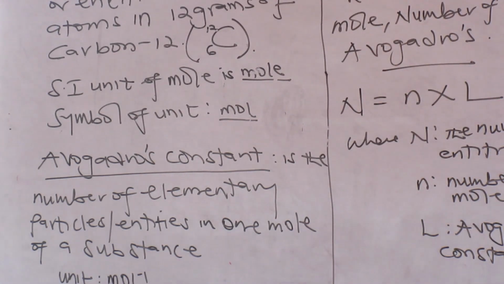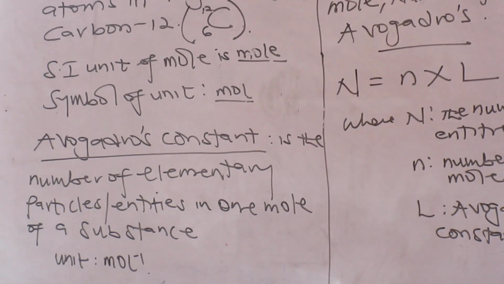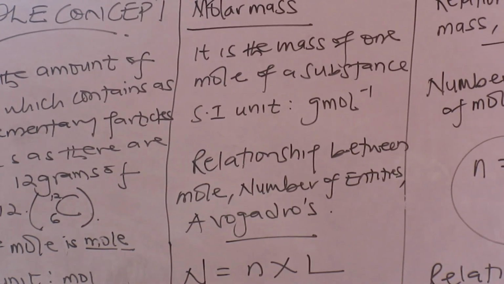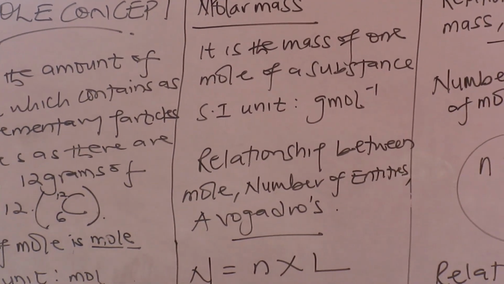Avogadro's constant. It is the number of elementary particles or entities in one mole of a substance. The unit is per mole. Molar mass. It is the mass of 1 mole of a substance. The unit is gram per mole.